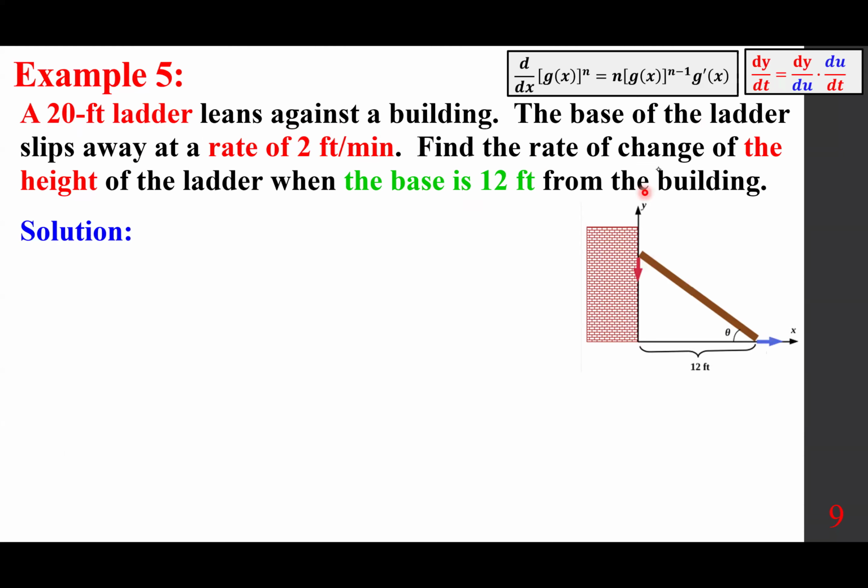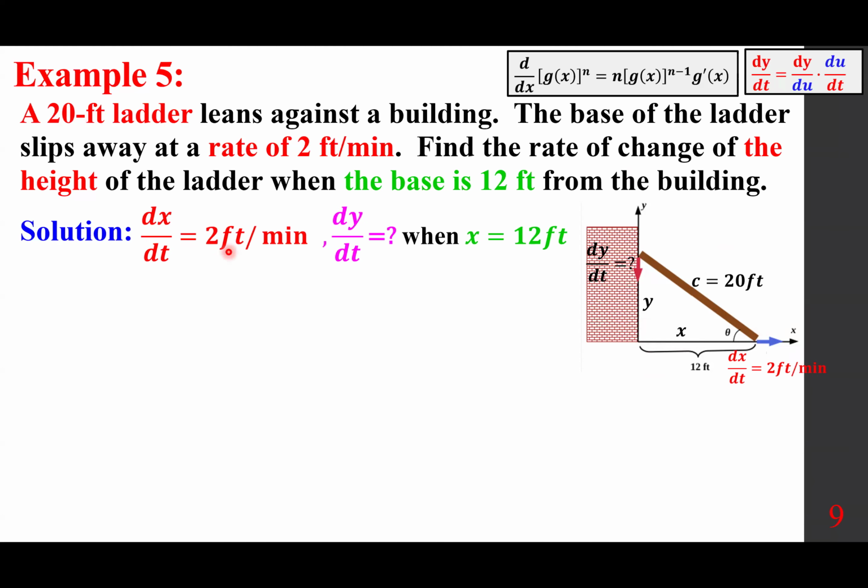So here's the ladder, here's the building, here's the 12 feet that they're talking about. This is moving this way, this is coming down, and we're going to define the base as x, the height as y. As it moves this way, it creates the speed dx/dt equals 2 feet per minute. As it comes down, it creates dy/dt that is missing, and we are looking for it. Of course, the ladder is fixed at 20 feet. So we are going to write all of this.